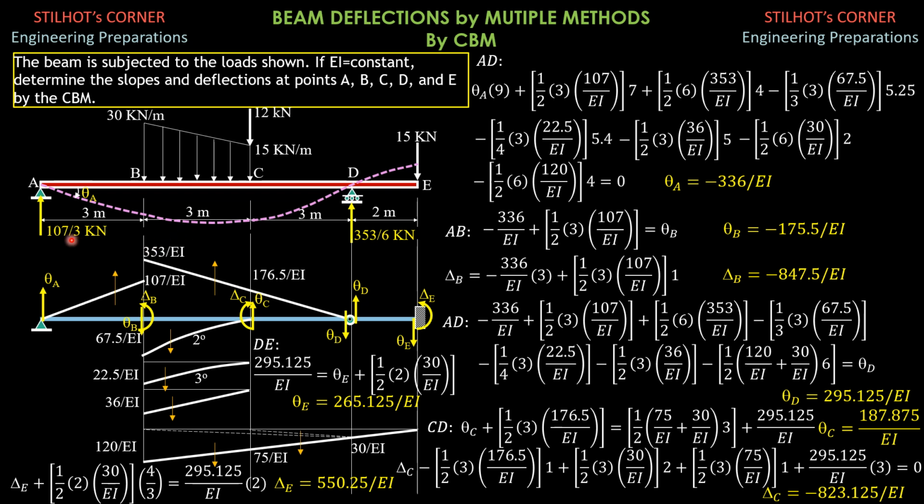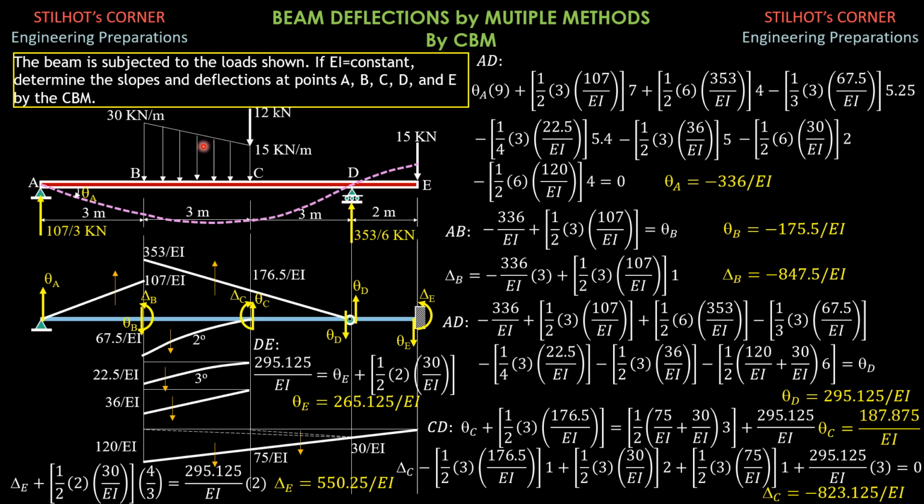So the reactions are here from the preceding methods, and selecting point B as the moment center, this will be the loading diagram, which is the moment over EI diagram. So 107 over 3 times 3 is 107 over EI, 356 over 6 times 6, so 353 over EI, 353 over 6 times 3 at C, 176.5 over EI.